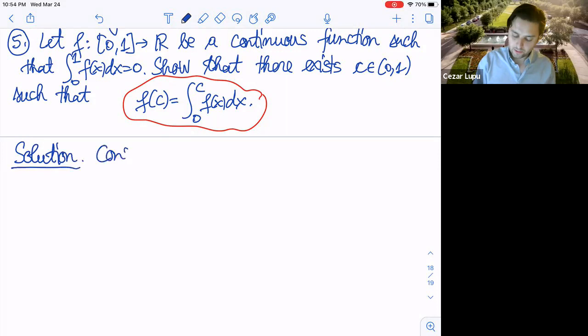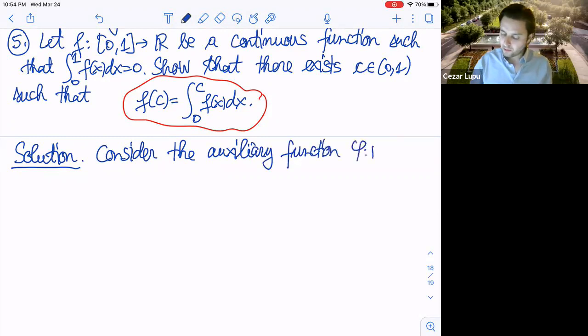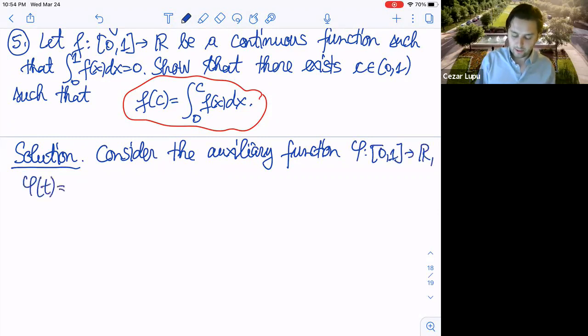So consider the auxiliary vector function. Let's say phi, defined on the interval 0, 1, real valued, and phi of t is e to the negative t times the integral from 0 to t of f of x dx.